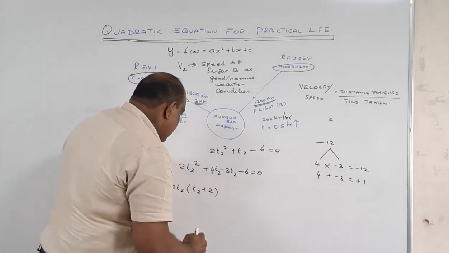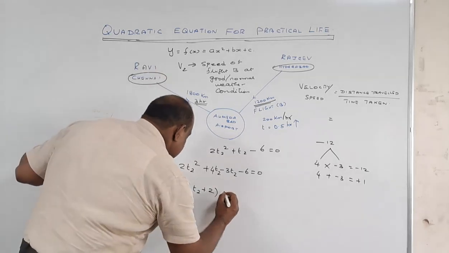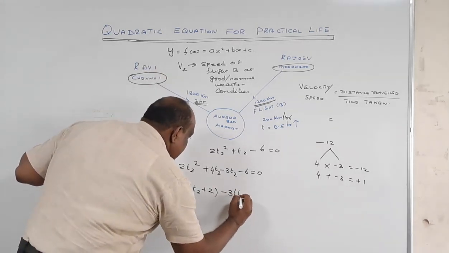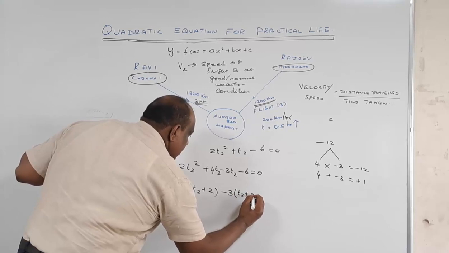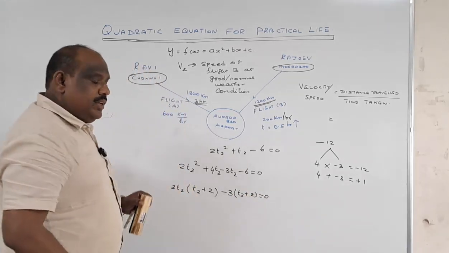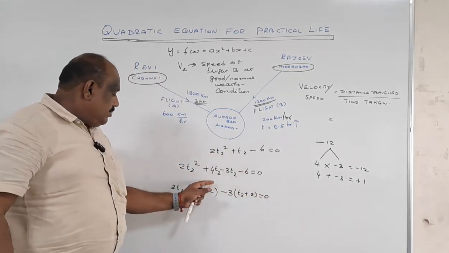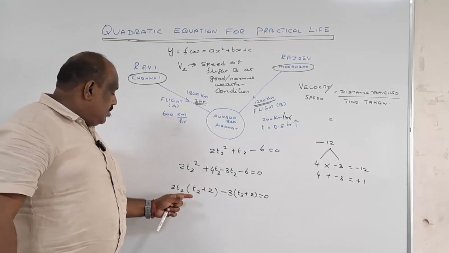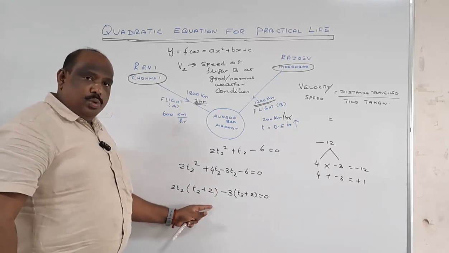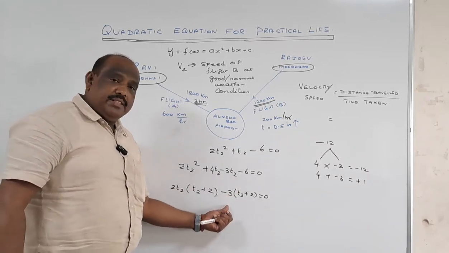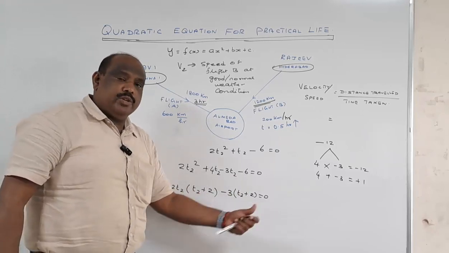In these two terms, which one can I take common? Minus 3 as common. Then it will become what? T2 plus 2, isn't it? So from the first two terms, I am taking 2T2 as common, so it will become T2 plus 2. In the second two terms, I am taking minus 3 as the common term. It will become T2 plus 2 equal to 0.